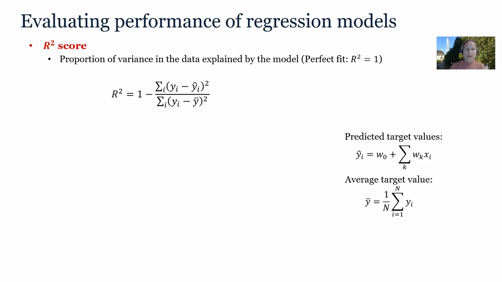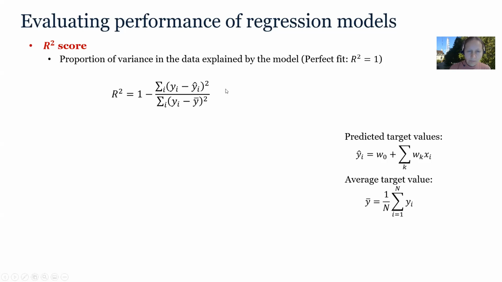Now, how do we evaluate the performance of regression models? We already have seen we can do that using the R2 score, and the R2 score measures the proportion of variance in the data explained by the model, and a perfect fit results in an R2 score equal to 1. This is the equation for the R2 score. We see that we are comparing the expected target values with predicted target values.